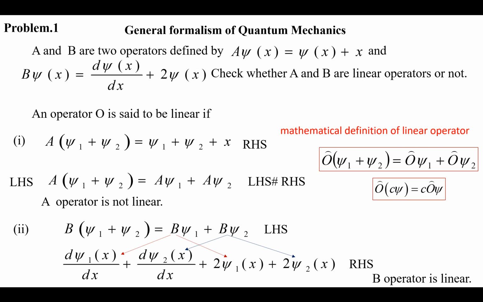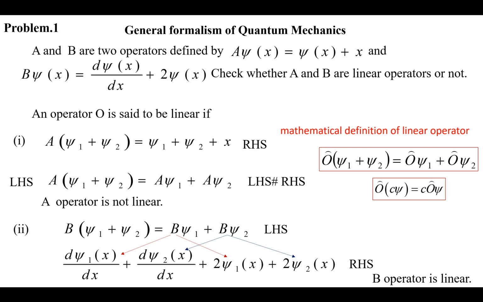In this class, we shall discuss some problems on general formalism of quantum mechanics. Problem number 1. A and B are two operators defined by A psi of x equals psi of x plus x and B psi of x equals d psi of x by dx plus 2 psi of x, and we are going to check whether A and B are linear operators or not.